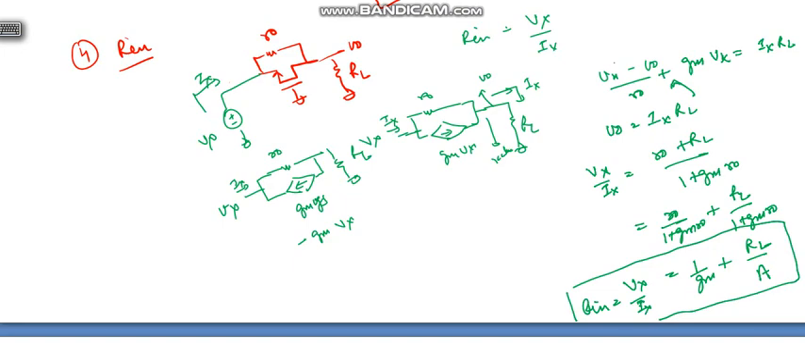Okay, let's plot this. This is the y-axis, this is the x-axis, RL, this is R in. So it will be something like this. This is 1 by GM, and it increases as RL increases, but RL here is divided by the intrinsic gain actually. So you can remember how R in varies with load resistance. It will vary like this graph.